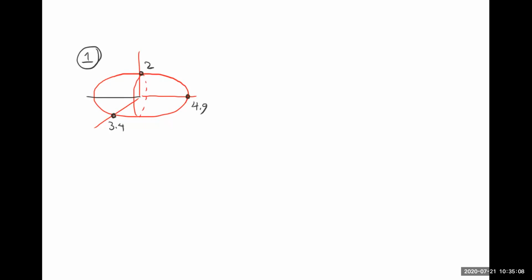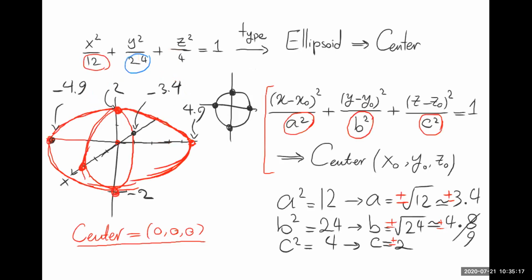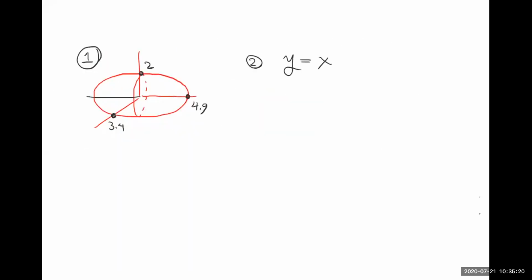We have another surface. So one of our surfaces is this ellipsoid, which looks like this. Maybe it's even better to do it like that. Okay, so here we had our ellipsoid. Here was 3.4. Here was 4.9. Here was 2. That was the first surface, number 1. Now we have another surface. Surface number 2 is y equals x squared. Now there is no z.